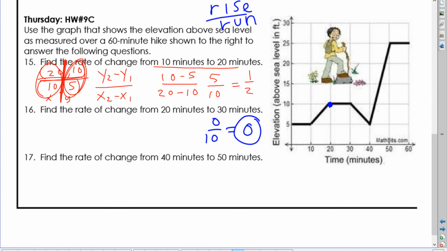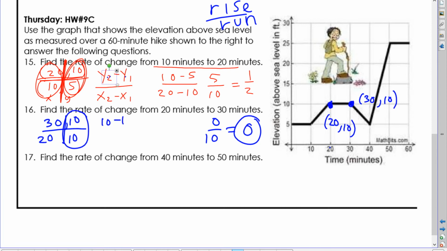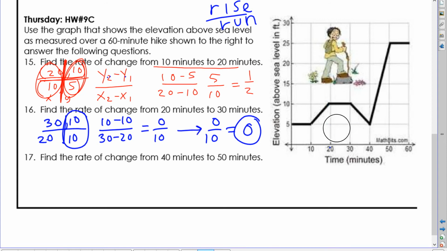But let's use our points to double check. So my first point here is 20 on my x and 10 on my y. And my second point here is going to be 30 on my x and 10 on my y. So I've got 30 and 10 and 20 and 10. And these are my y's, right? Y minus y. So 10 minus 10 over 30 minus 20. And sure enough, I get exactly what I got when I counted my rise and run. A horizontal line has a slope that is 0. Fun, right? 0 fun.